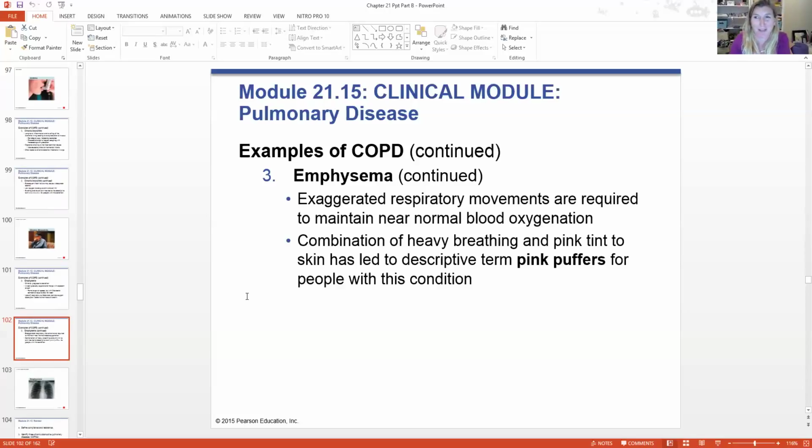I'm not a big fan of calling people blue bloaters or pink puffers. I think medical terms should not be offensive. Those are a little inappropriate, in my opinion.